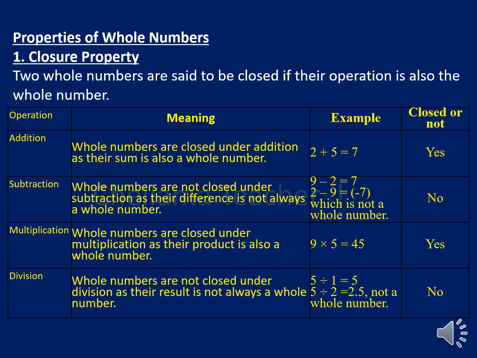Yes. Next is division. Whole numbers are not closed under division as their result is not always a whole number. 5 divided by 1 is equal to 5. 5 divided by 2 is not a whole number. We will get some decimal number. So, whole numbers are not closed under division.